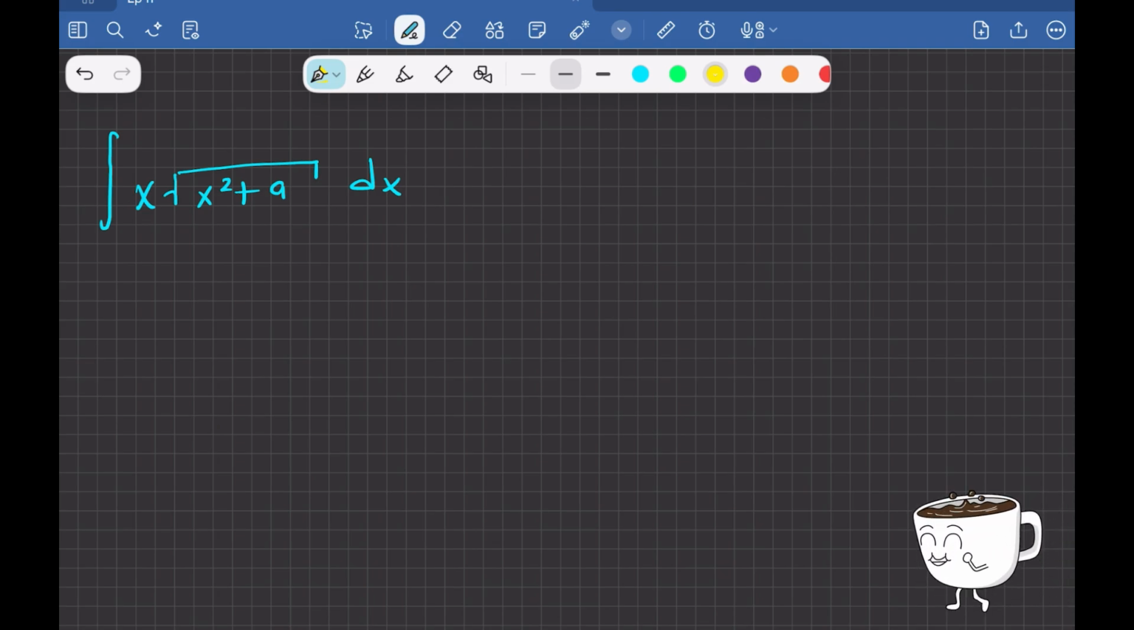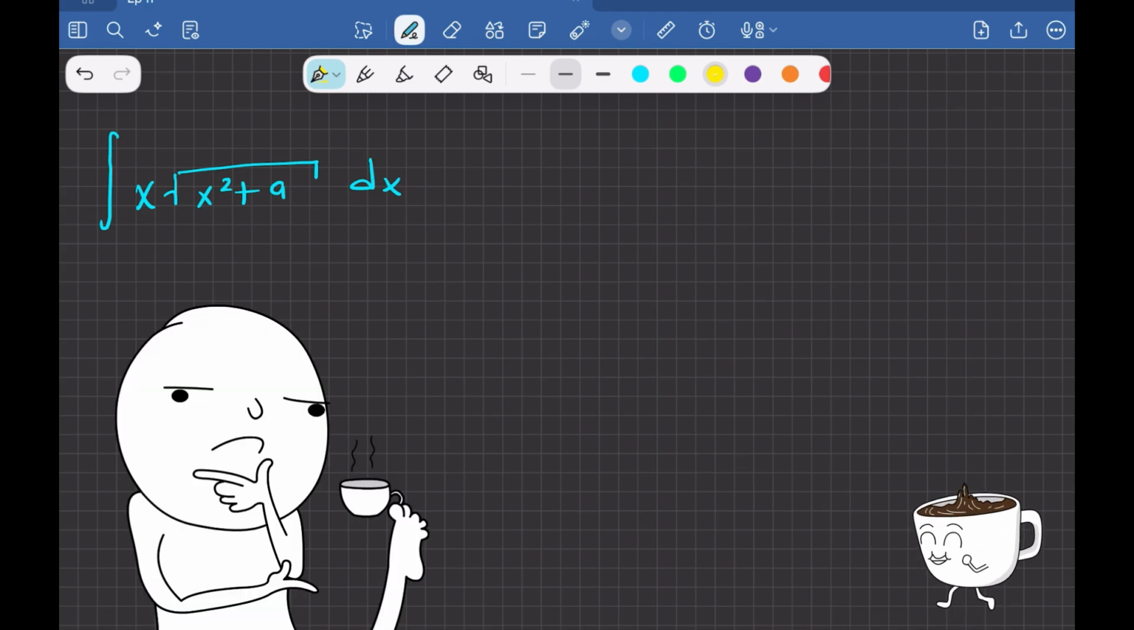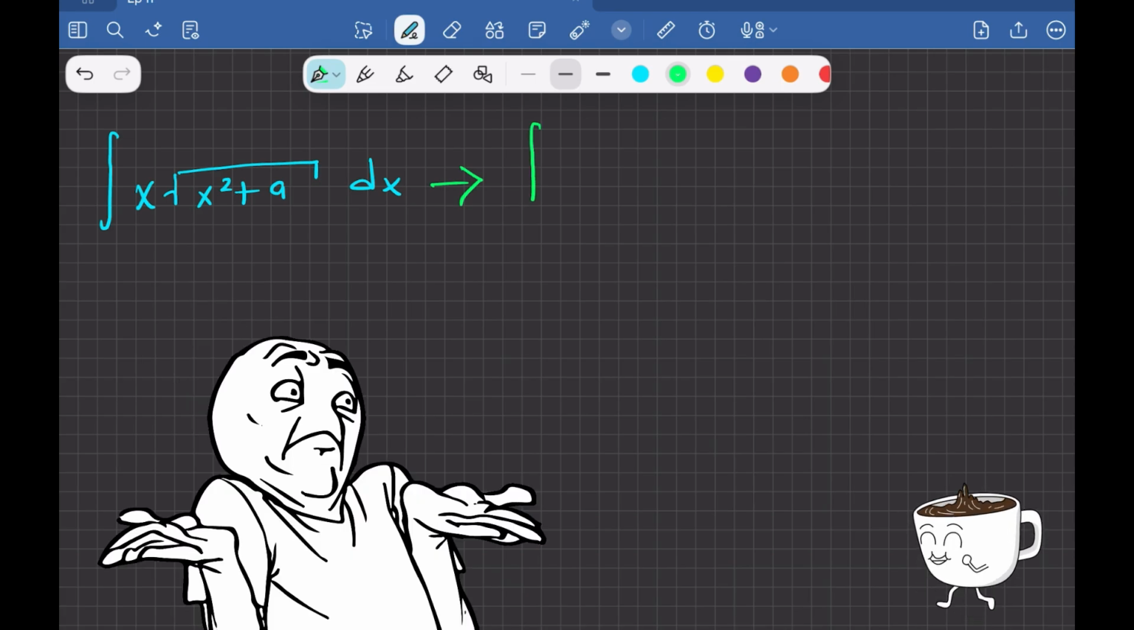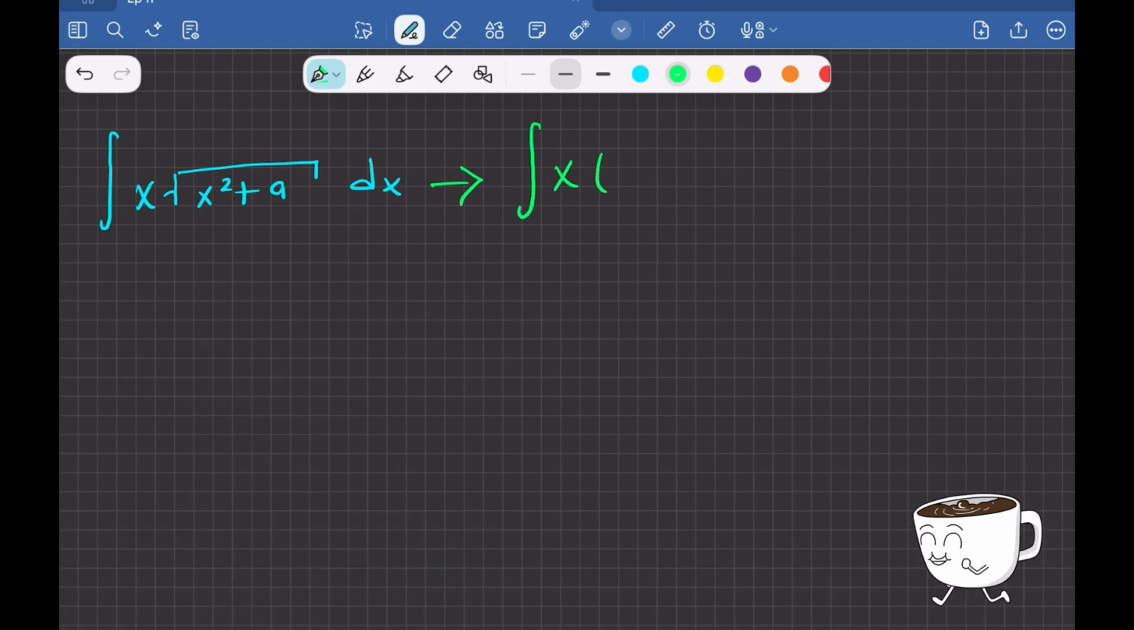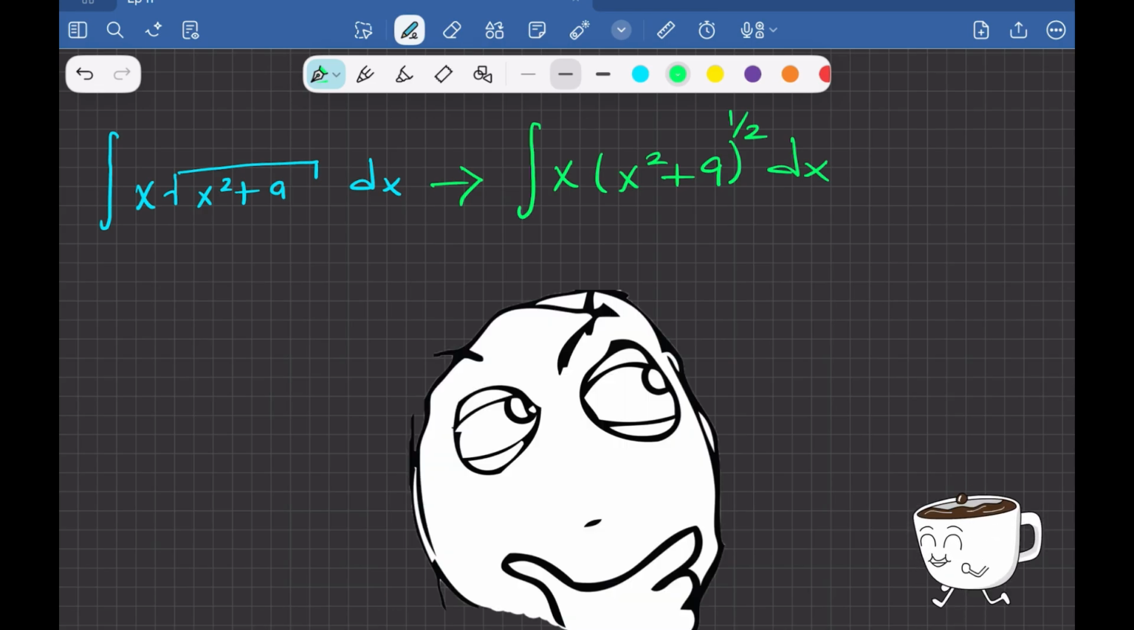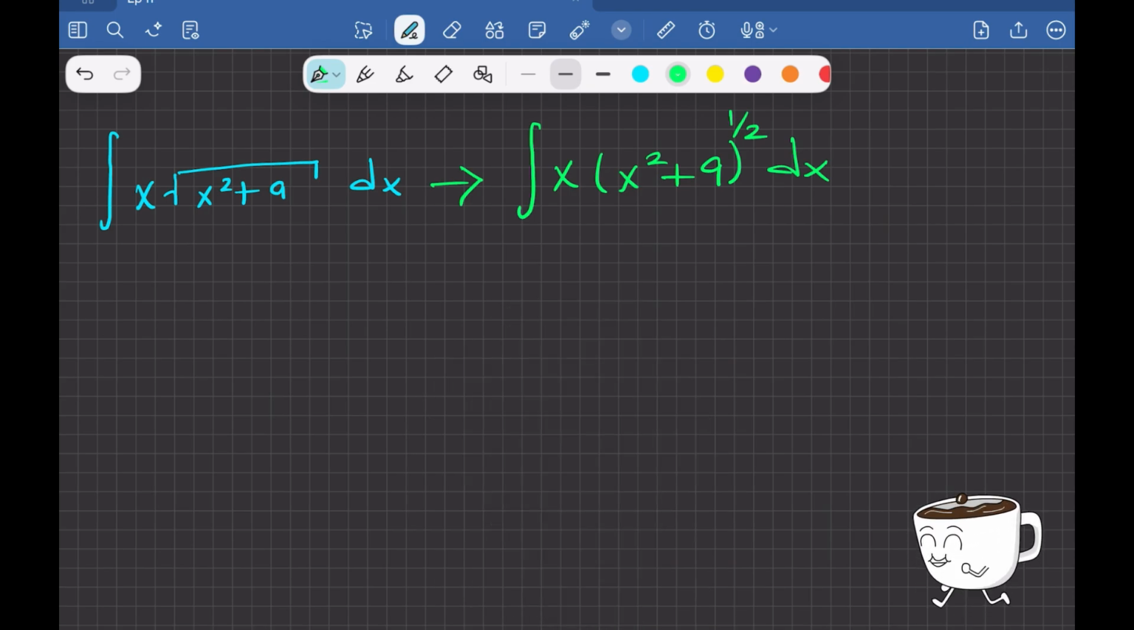We continue with the resolution of integral exercises. In this case, we have a very particular one: the integral of x multiplying the square root of x squared plus 9. It is important to highlight that when we have a square root, it must be written as an exponent. Then the integral of x multiplying x squared plus 9 raised to 1/2, dx. I hope everyone remembers that a square root is equal to raising the part inside the root to 1/2.